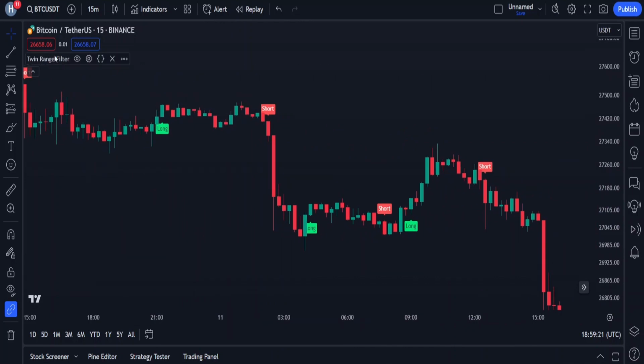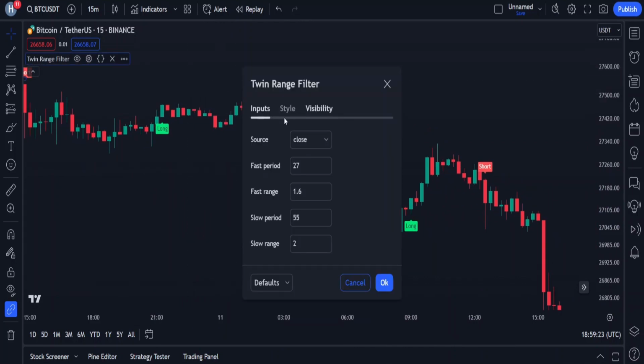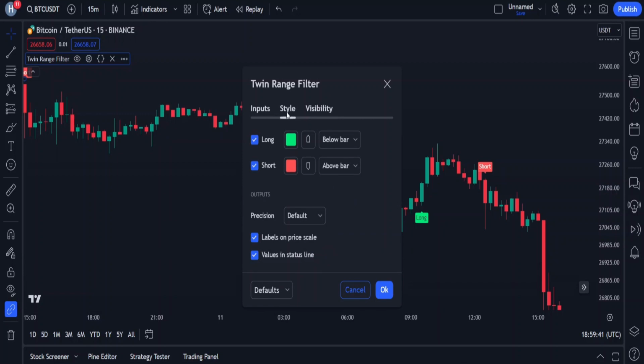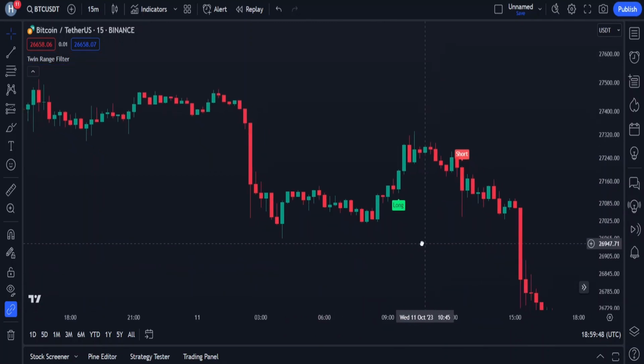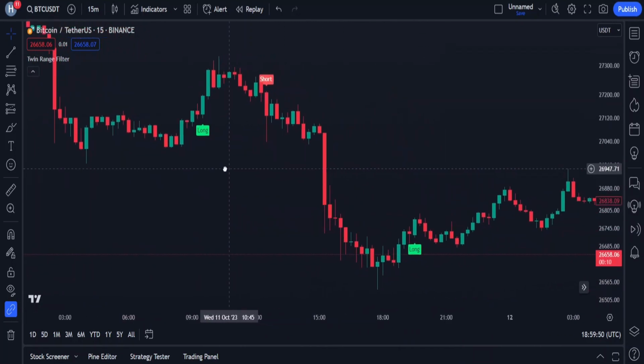To do that, we will open the settings of this indicator, and in the Inputs tab, we make sure that the source option is set to close. Then we change the fast period option to 45 and the fast range option to 2. Then we will set the slow period to 145. And finally, we change the slow range option to 3. There's nothing that we really need to change in the style, but if you want to, you could change the color of the signal icons to any color you like. So after that optimization, this is what the indicator is going to look like.